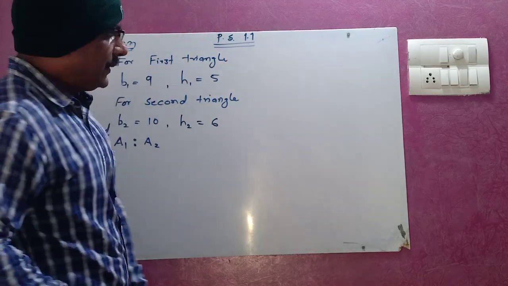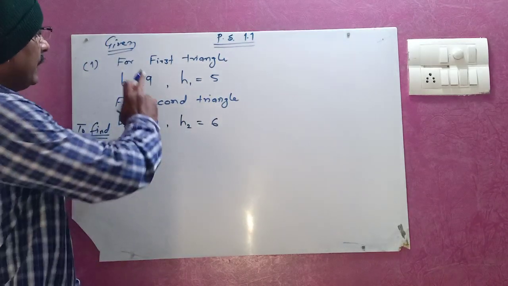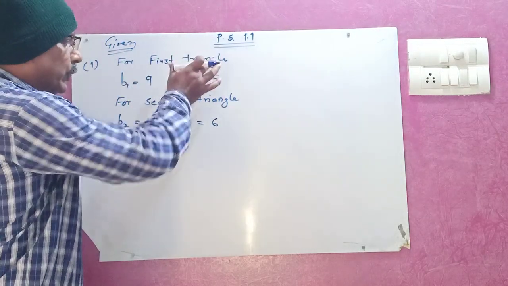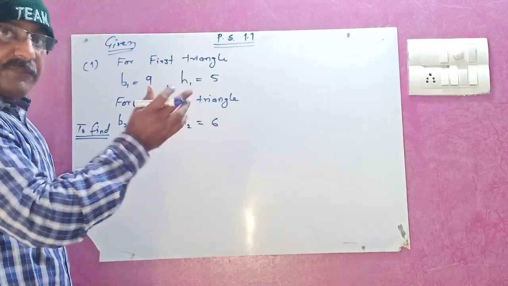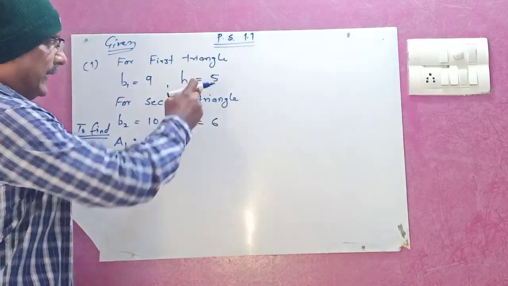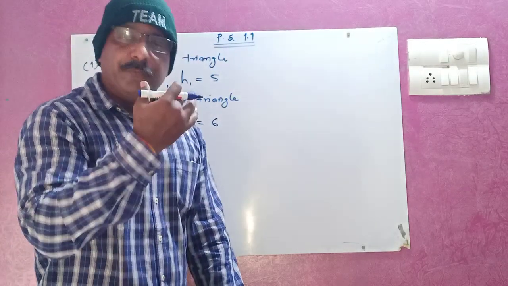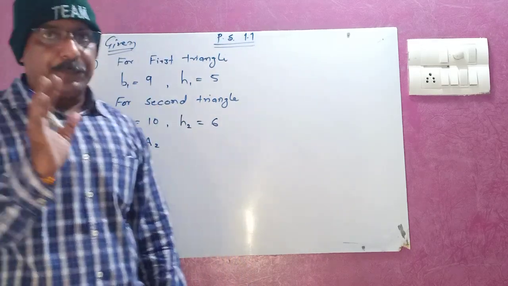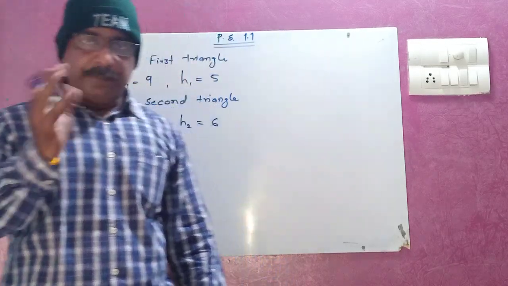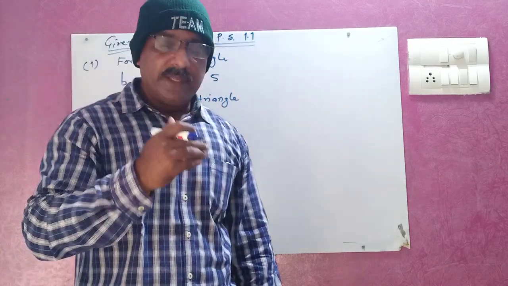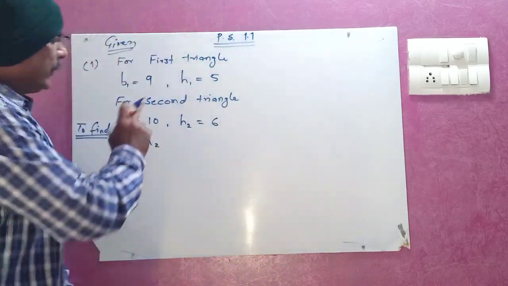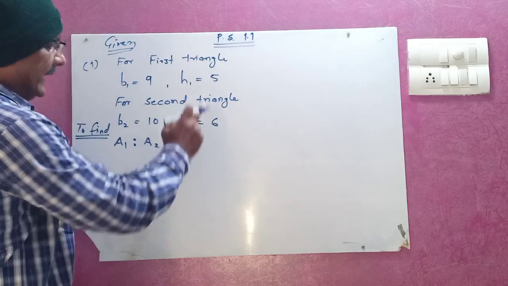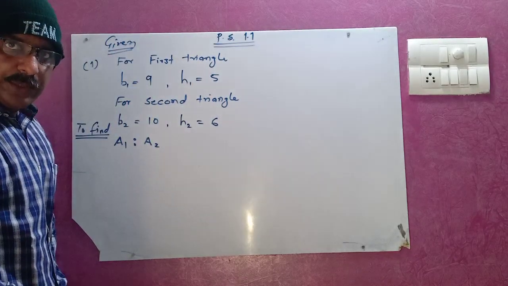So here we have two triangles. This is the similarity chapter, which means both are similar but have different sizes. 9, 10, 5, 6: height and base are both different. We know how to find the ratio of their areas. I explained three properties, right? Having different base and different height, having equal base, and having equal height. You can see here B1 is 9, B2 is 10, means bases are different, heights are also different. So you know which property you are going to apply.